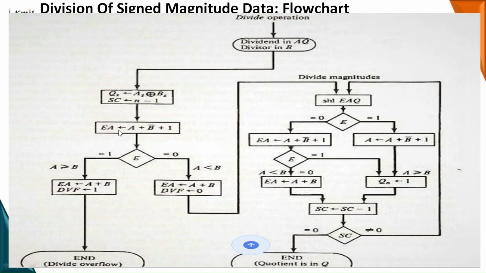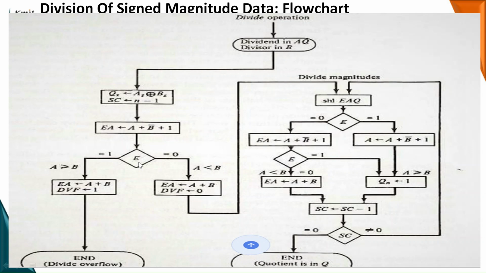Next, we perform a subtraction operation on the contents of A and B. A contains the most significant half of your dividend, and you perform A minus the divisor. A minus B can be represented as A plus B complement plus 1. That result will be stored in the E flip flop and the A register.